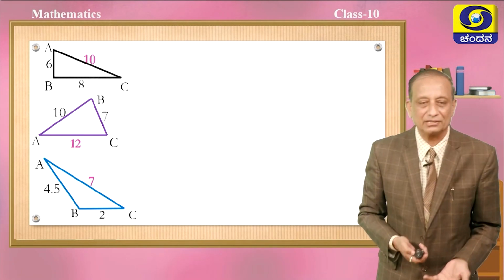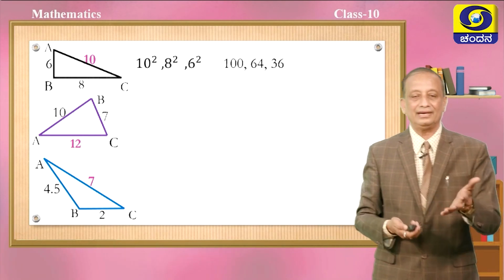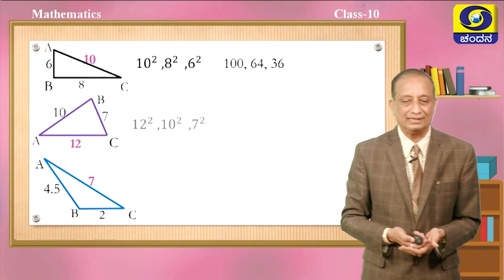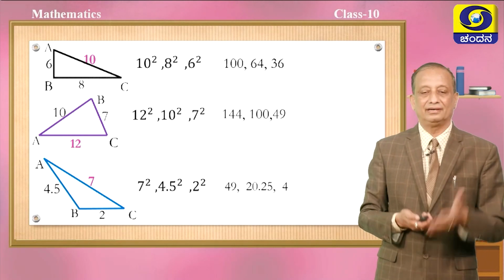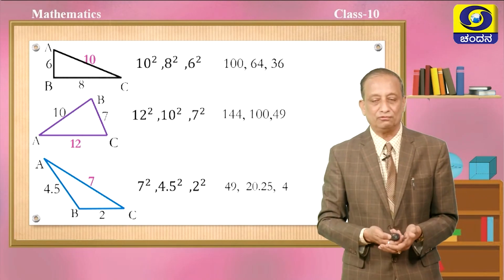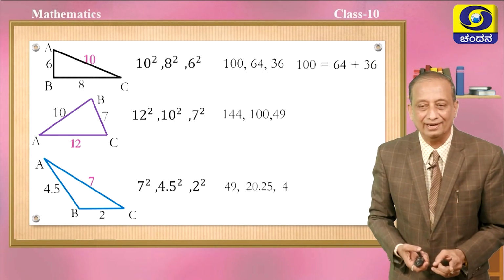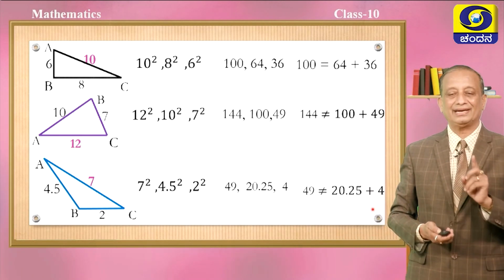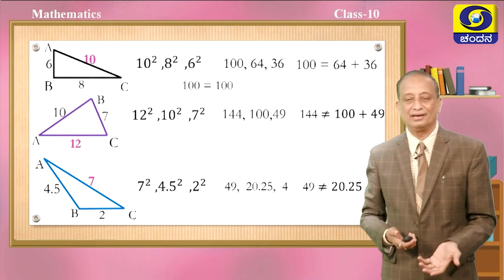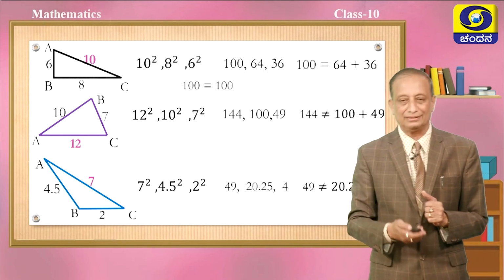Imagine the squares on all the 3 sides. Okay, let us calculate their areas. So, area is 100, 64 and 36. In the next figure, it is 144, 149. In the third, it is 49, 20.25 and 4. So, in the first figure, the square on the longest side is equal to sum of the squares on the other 2 sides. In the second and the third, the square on the longest side is not at all equal to the sum of the squares on the other 2 sides.